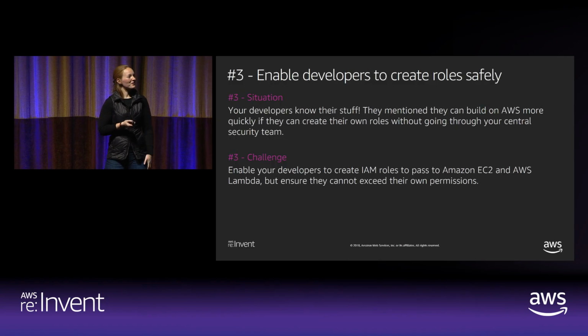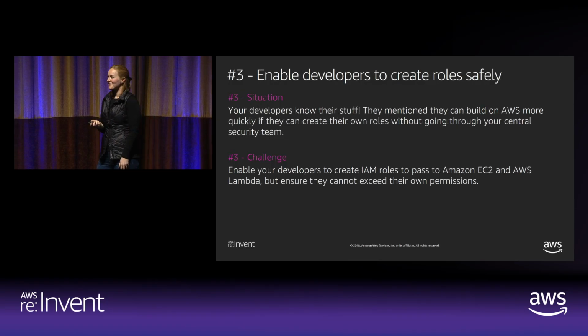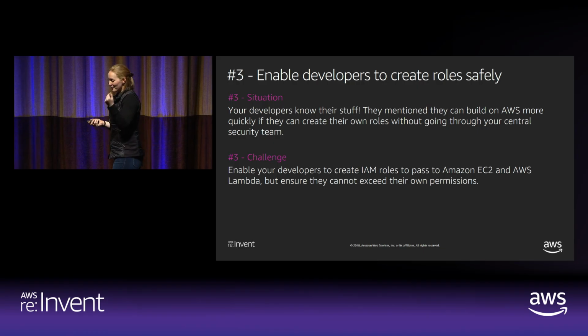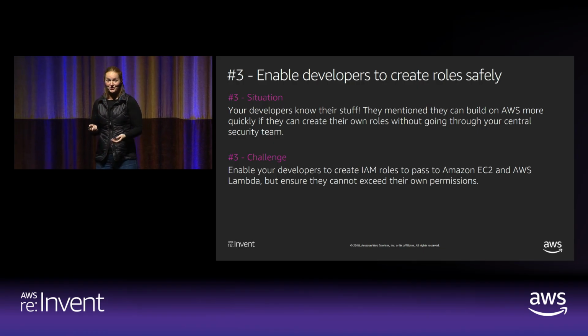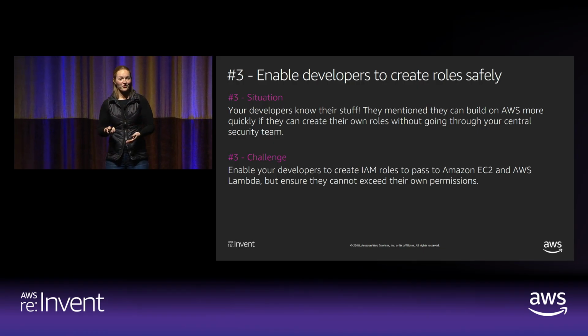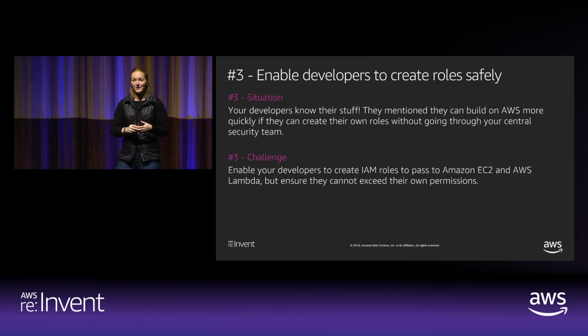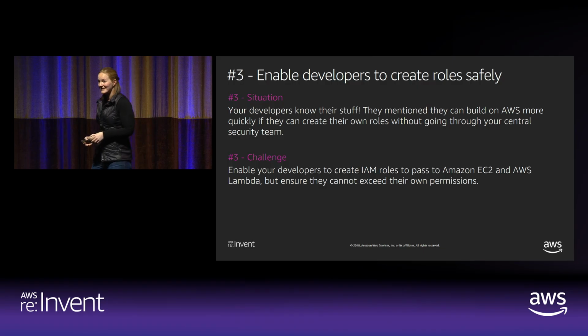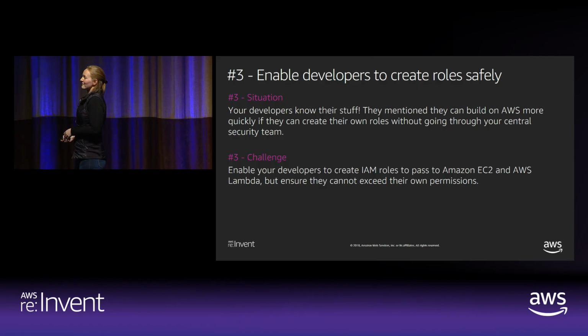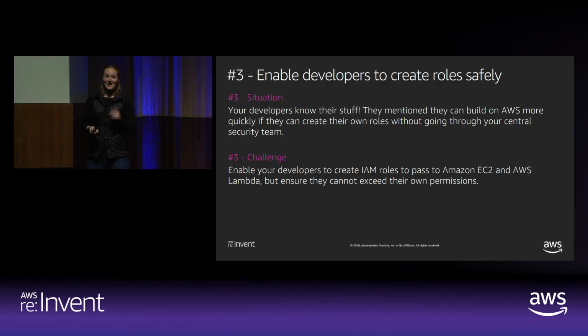Okay, number 3, this is new this year. Your developers know their stuff. They can create roles. You don't have to be the bottleneck anymore, creating every single role for every single Lambda function, for every single EC2 instance out there. So you want to allow them to do that. But you want to make sure that they don't create a bunch of admin roles and just go all crazy in your environment. All right, so write down what tool you're going to use for that. I've talked about all these tools, by the way, previously.